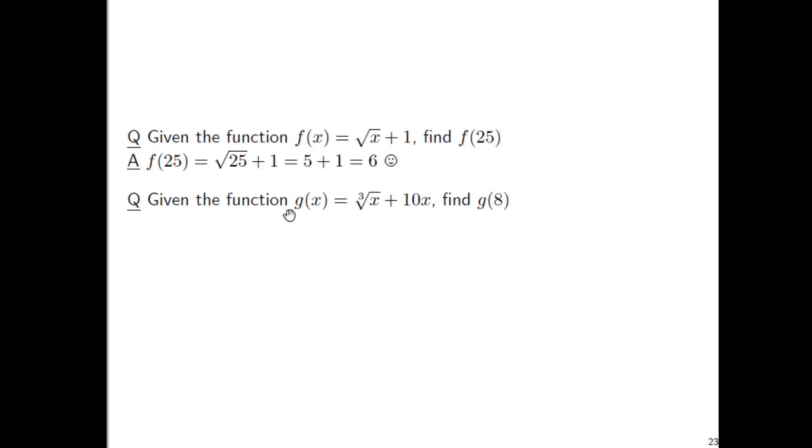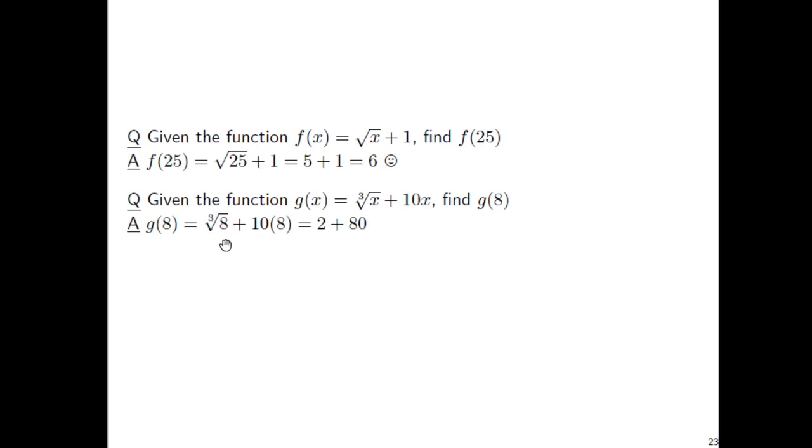Again, we're going to write what's here. We're going to write this g of x equals cube root of x plus 10x with some replacements. That's all. Every x we encounter is going to become an 8 instead. So we'll have g of 8 equals cube root of 8 plus 10 times 8. Cube root of 8 is 2, right?